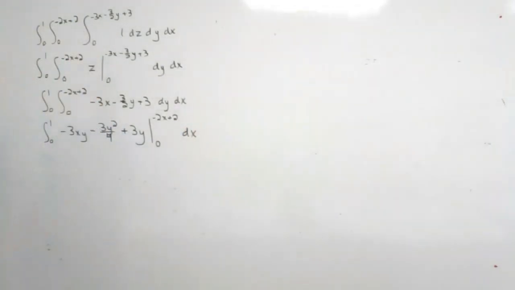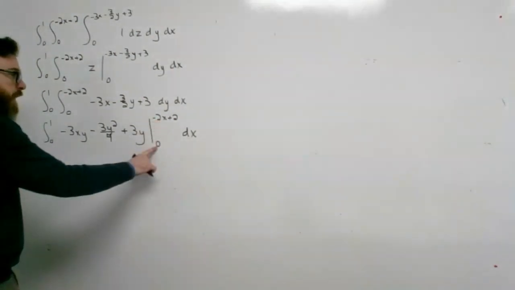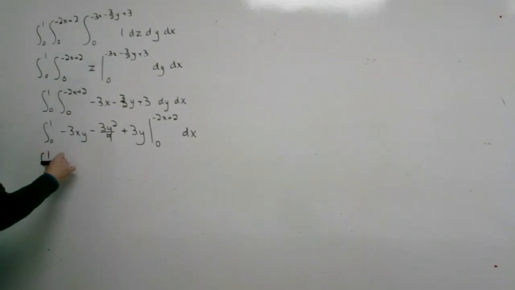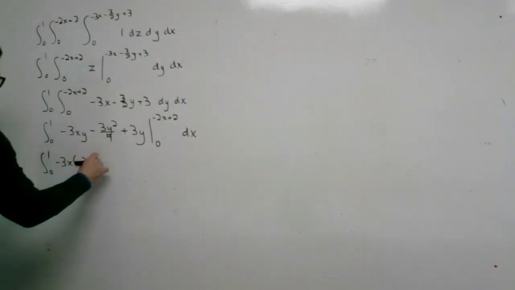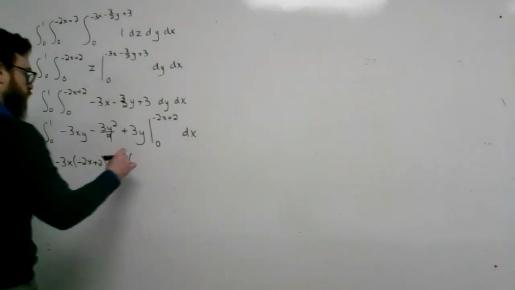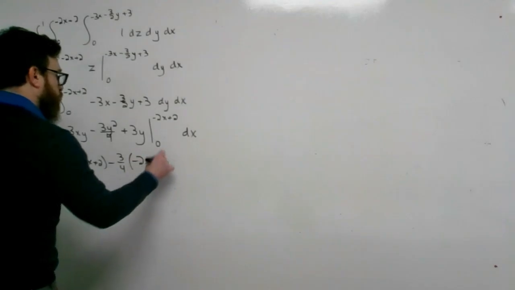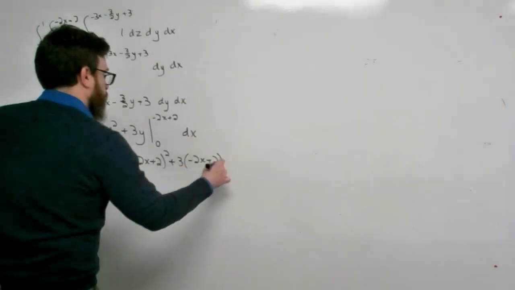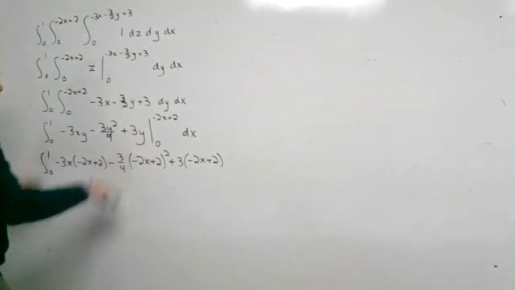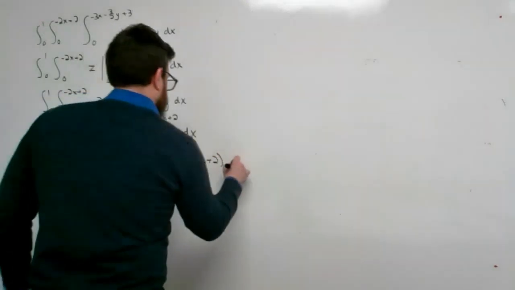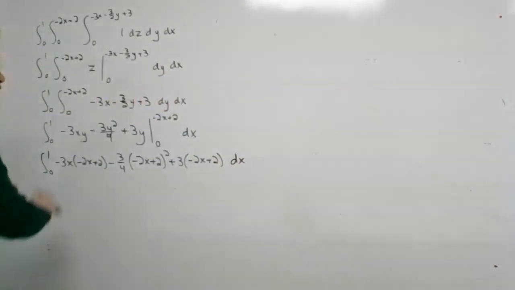Now remember, these are y's, so when you plug these things in, top minus bottom, they are going to go into the y variables. So this is going to be minus 3x times minus 2x plus 2, minus 3/4 times y squared, which is minus 2x plus 2 squared, plus 3 times minus 2x plus 2. And then I'd plug 0 into all three of these terms. This would be 0, this would be 0, this would be 0, so I'm not going to write it. So this is dx. It would be helpful to simplify this first before we find its antiderivative.